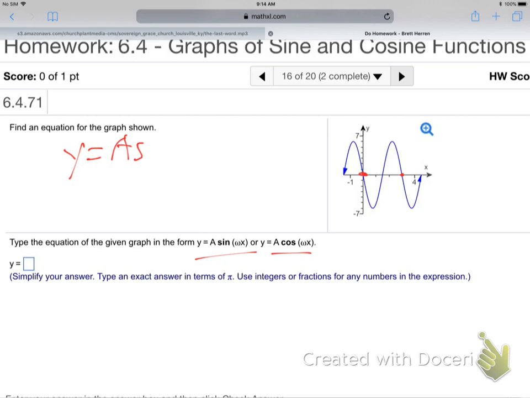Y equals A sine BX. They put a W. It's actually an omega. It's a Greek letter. Whatever. Call it whatever you want to call it. I'm just going to go A sine BX. So I just got to find the A and the B now. What is the A? Let's start with the A. What's the amplitude? What's the A?